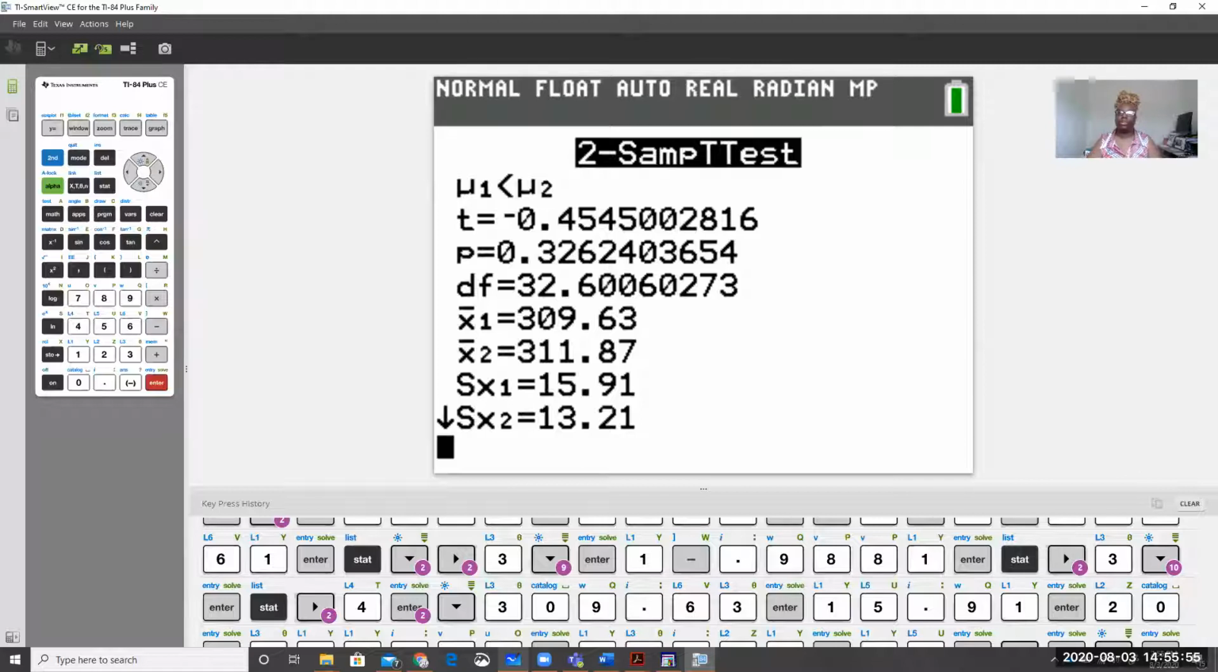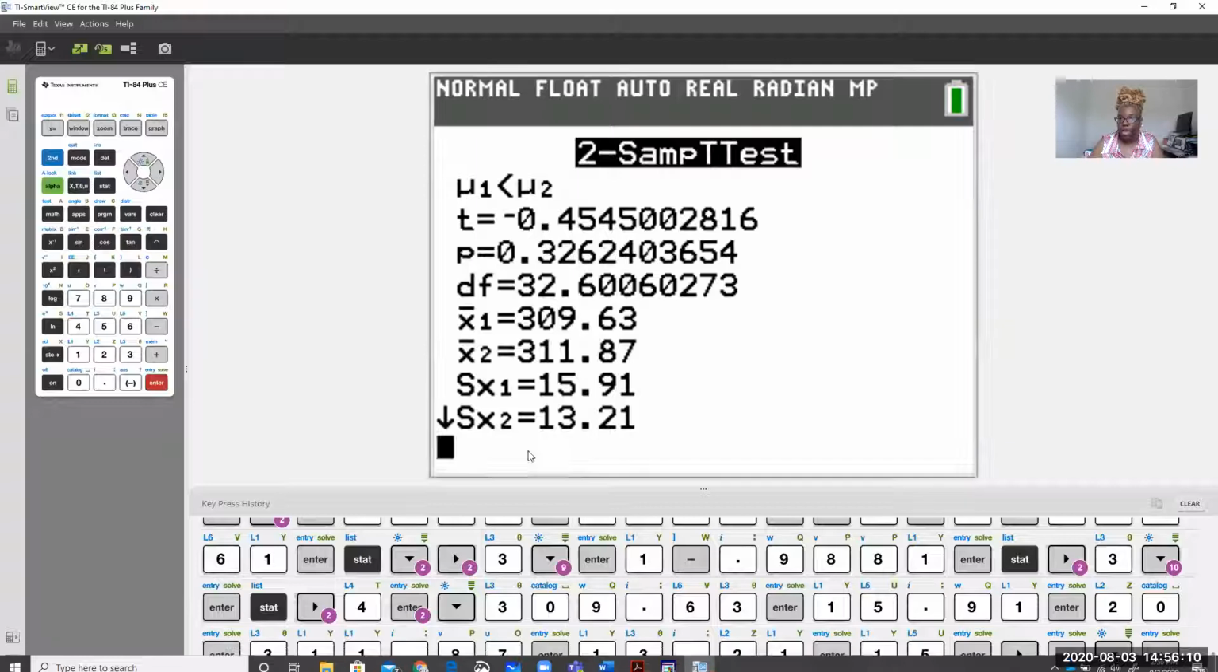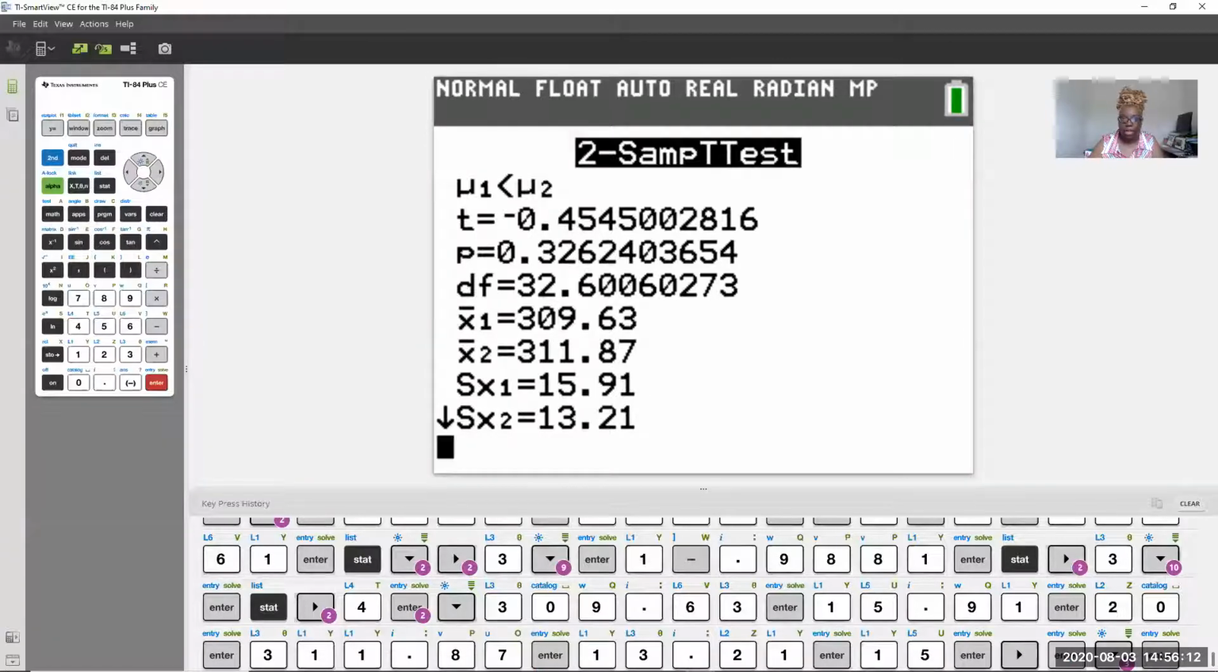Now, for a t, we use 3 decimal places because that's what's on the chart and that's what we're going to be comparing it to. So this t came out to be negative 0.455 if you round appropriately, 0.455.